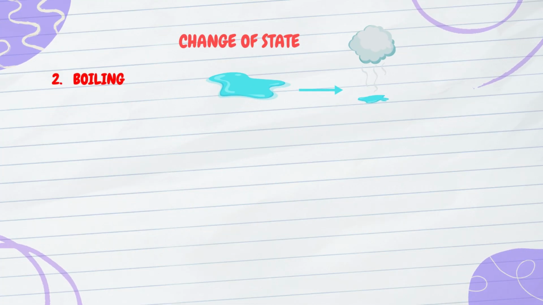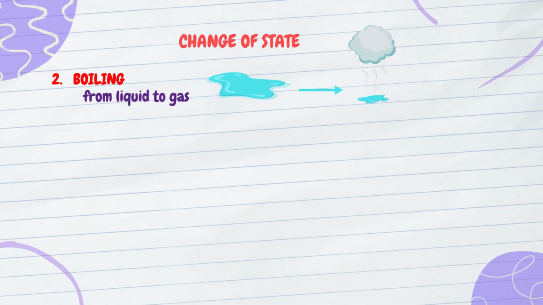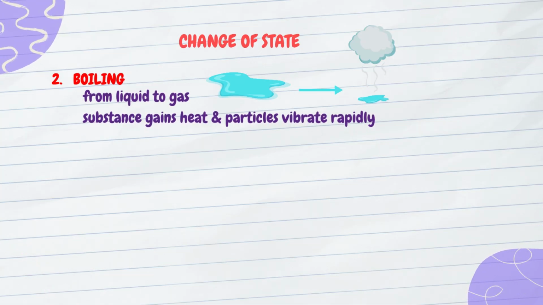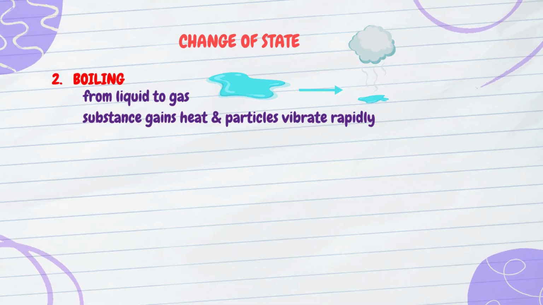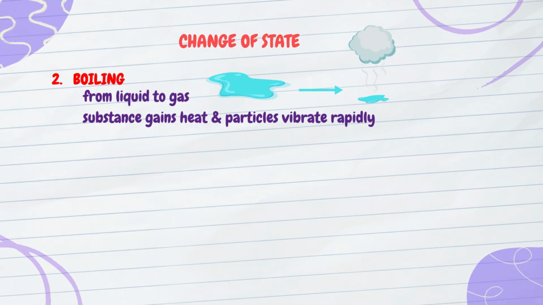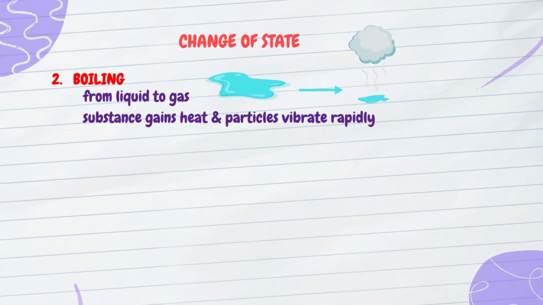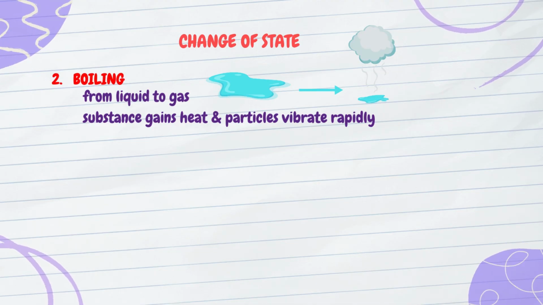The second change of state is boiling. Boiling is the change of state from liquid to gas. During boiling, a liquid substance gains heat, and particles vibrate rapidly. This changes the arrangement of particles from loosely packed to being very far apart. As a result, the substance changes its state from liquid to gas.